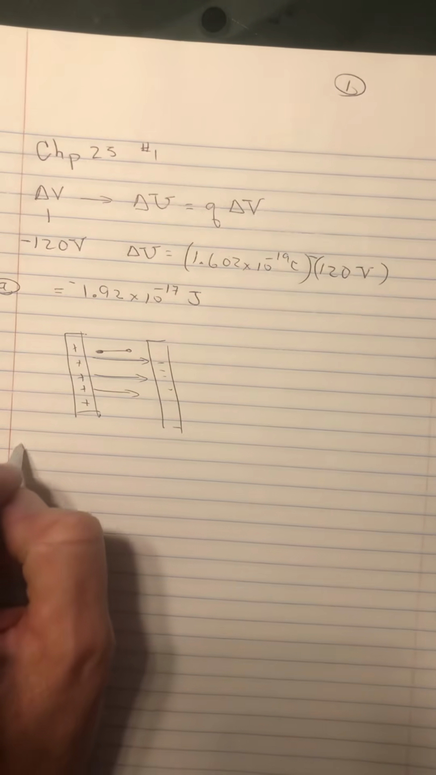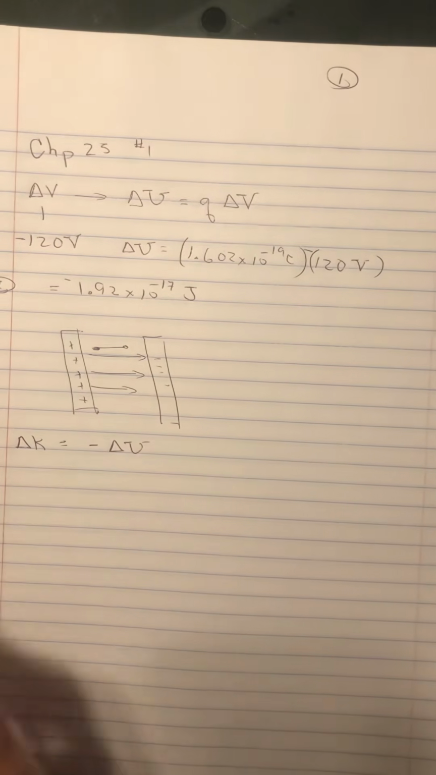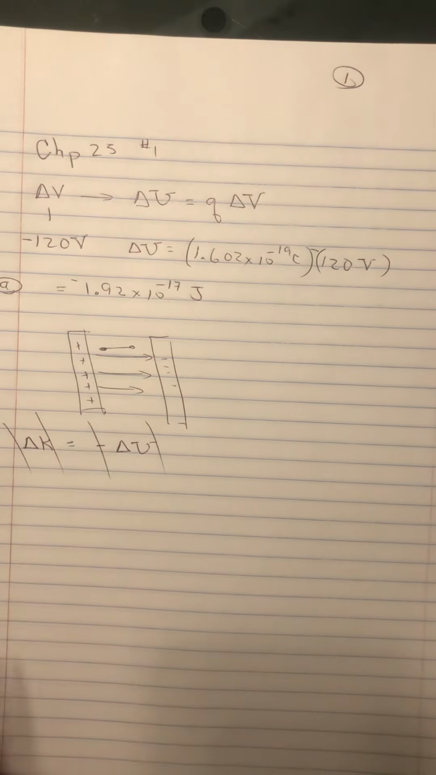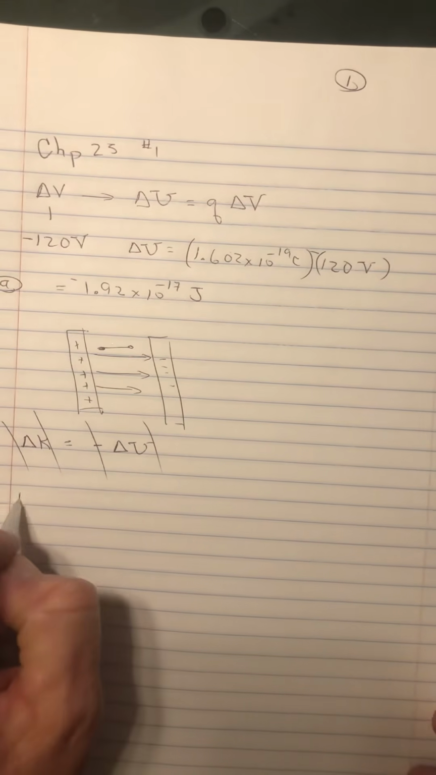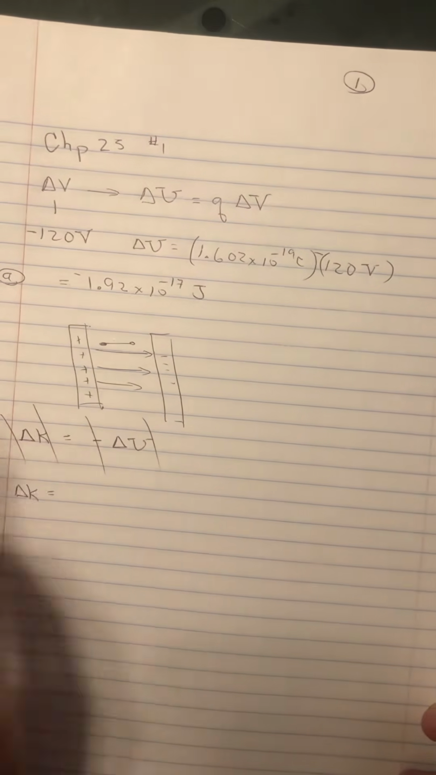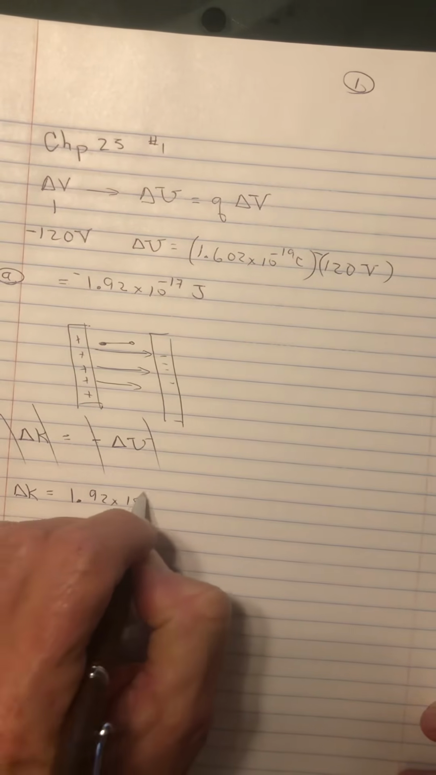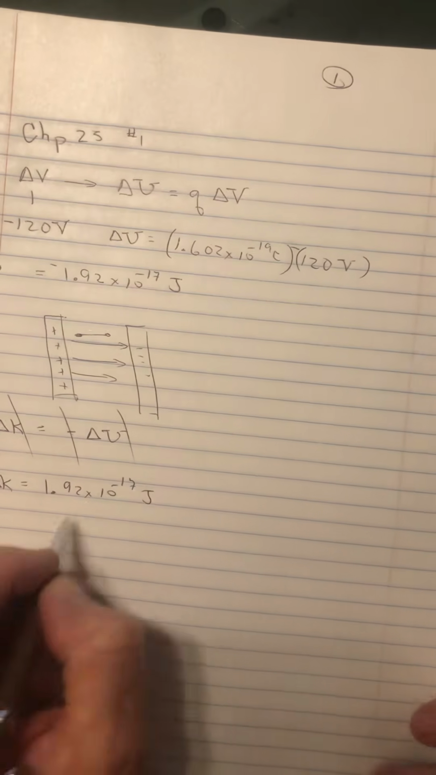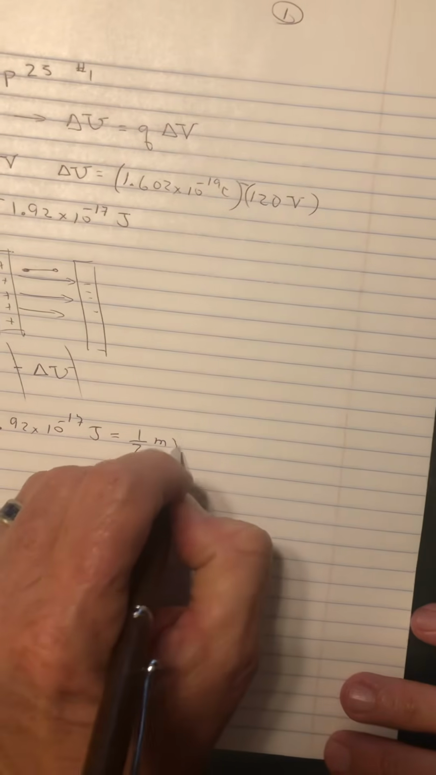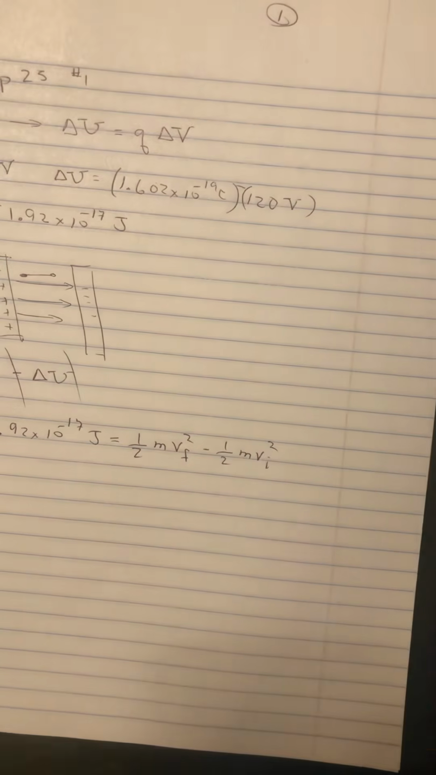Maybe another way of saying the same thing is we know that the change in kinetic energy is equal to negative of the change in the potential. But if we just do magnitude, we could just drop the negatives altogether. But either way, the change in potential is negative of a negative, and that's 1.92 times 10 to the minus 17 joules. And then that has to equal the change in kinetic energy. So that would be 1/2 m v final squared minus 1/2 m v initial squared.